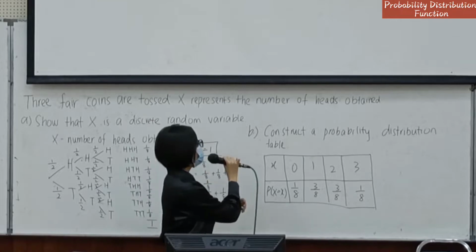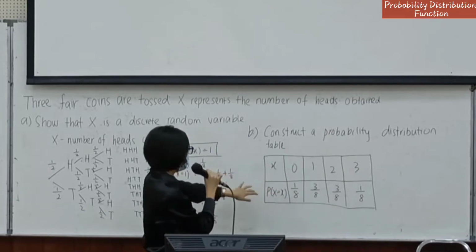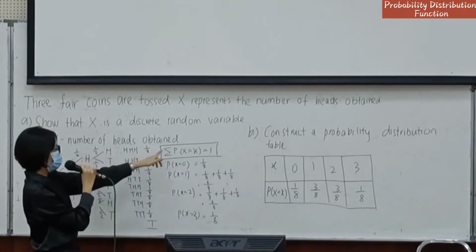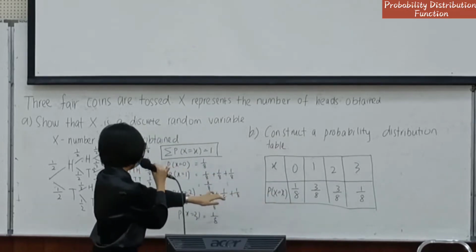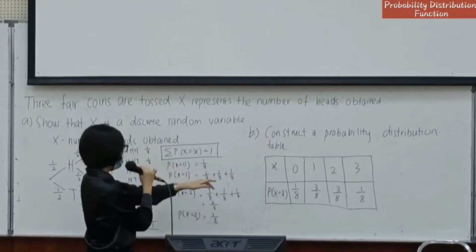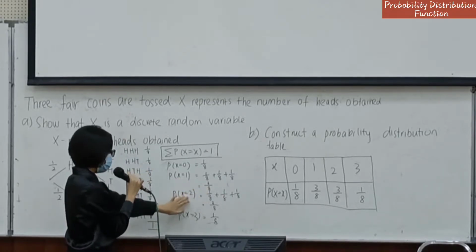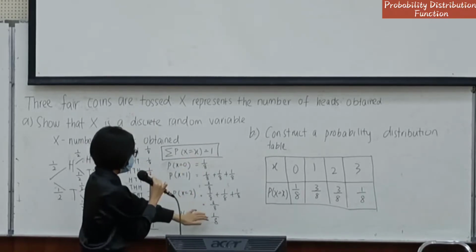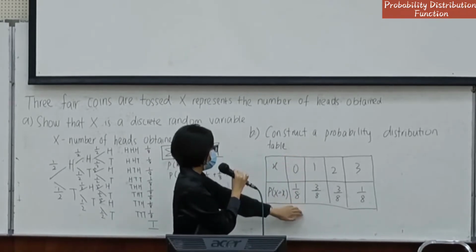Okay, now we want to construct a probability distribution table. So this is the form of the table. We have x, which is the number of heads out of 3, so here we have 0, 1, 2, 3. And the probability: just now we already calculated that the probability for x=0 is 1/8, for 1 head is 3/8, for 2 heads 3/8, for 3 heads 1/8. So we just copy all this information to the table, and we can complete it. So this is the probability distribution table.